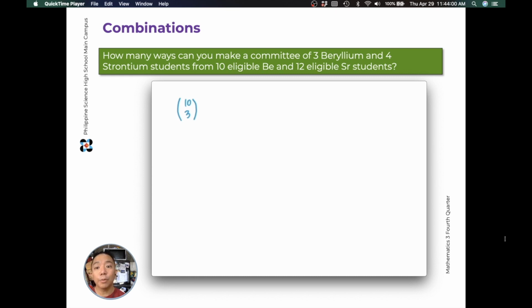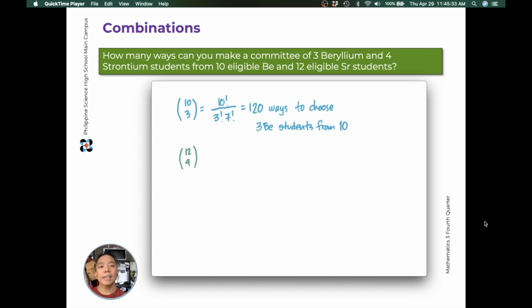Start by taking the number of ways we can get 3 students from beryllium out of 10 possible students. That is 10 choosing 3. And this is equal to 10 factorial over 3 factorial times 10 minus 3 or 7 factorial. So this gives us 120 ways to choose 3 beryllium students out of 10.